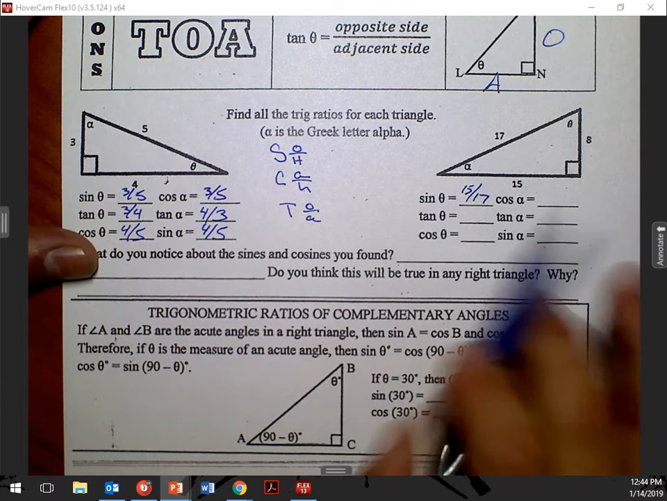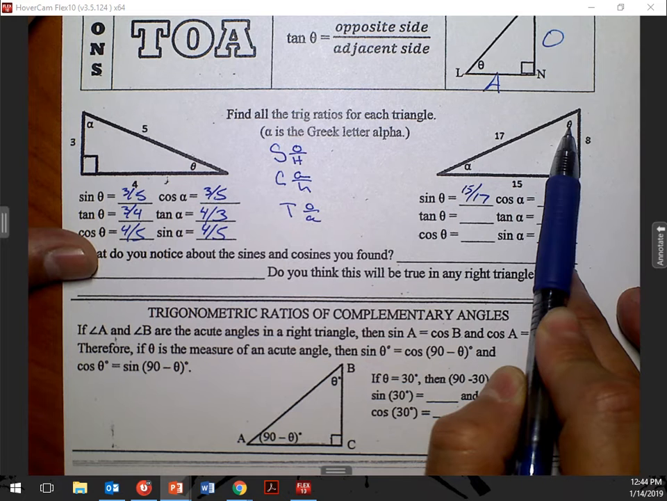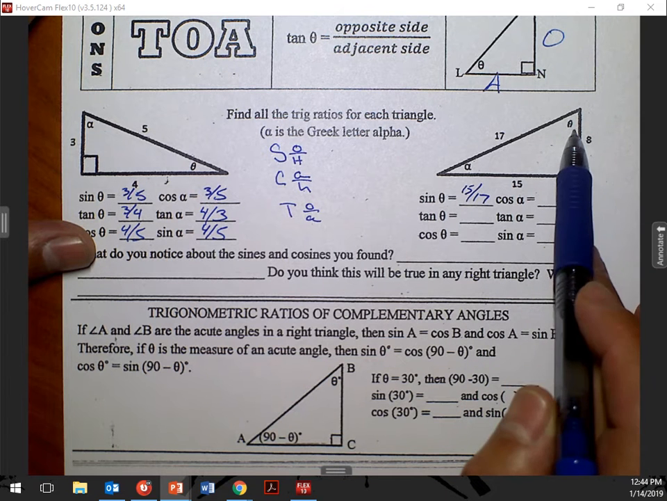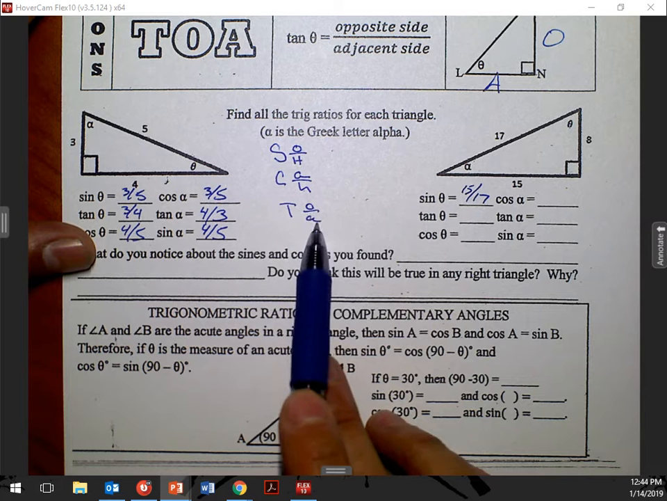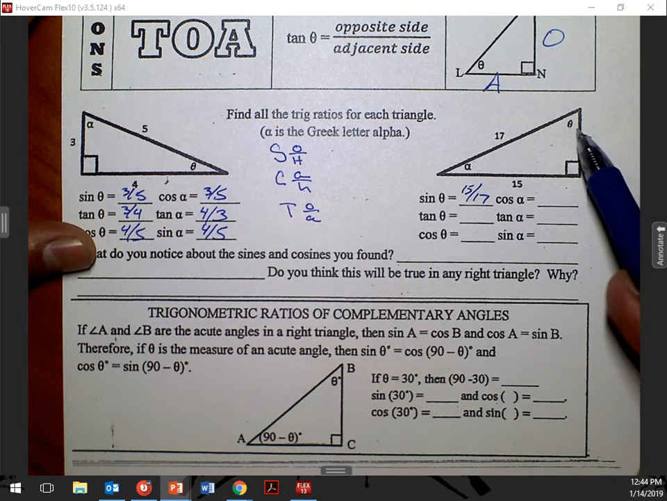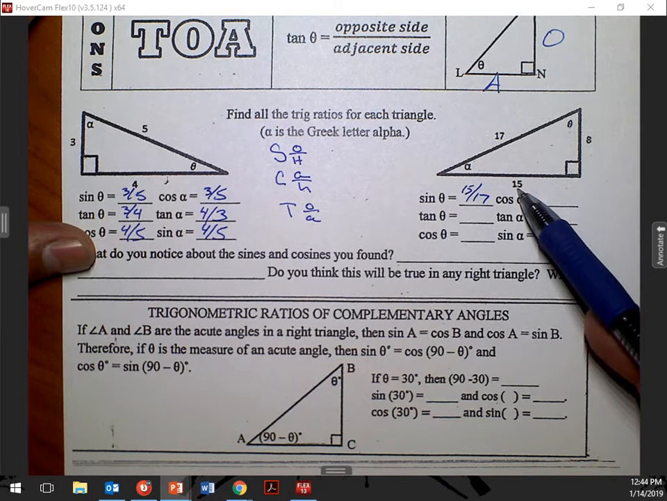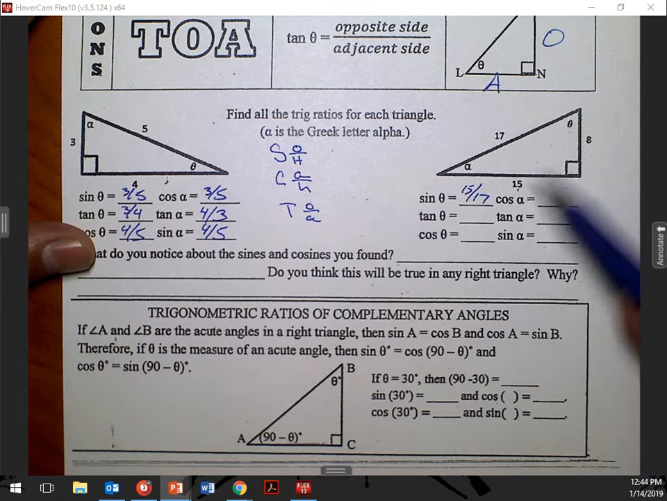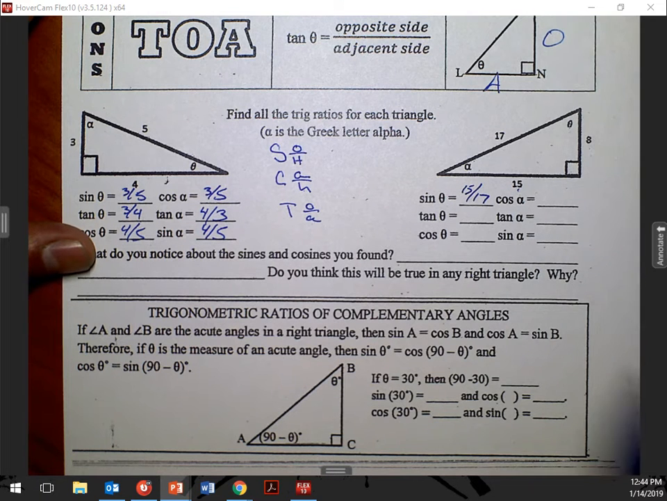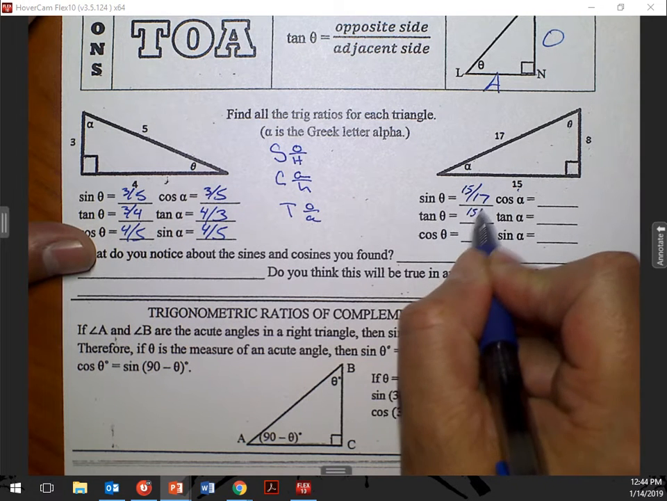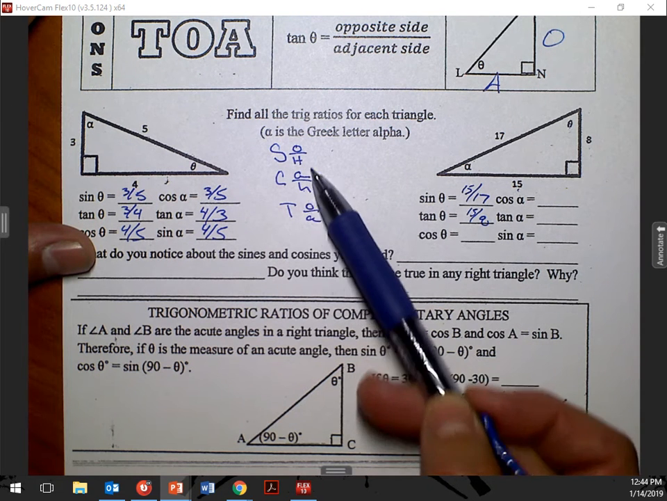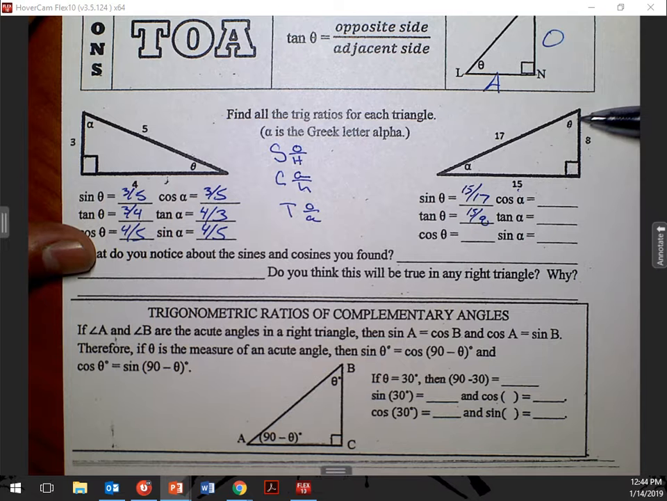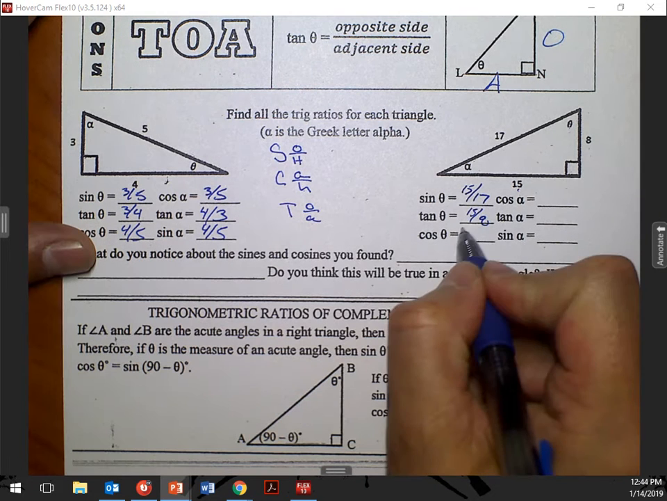All right, so from theta, tangent is going to be? Opposite over adjacent, so it's going to be 15 over? 8. This is 8 right here. So it's 15 over 8. Now here's theta. Cosine is adjacent over hypotenuse. So what is adjacent to theta? 8. So 8 over 17.